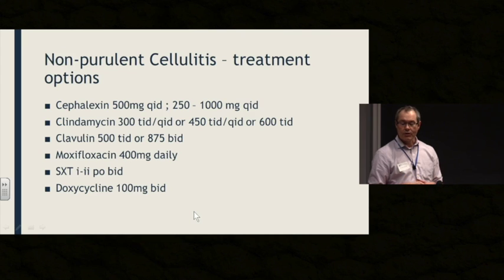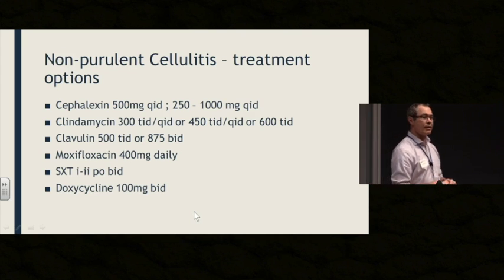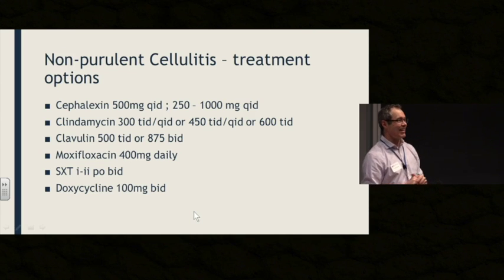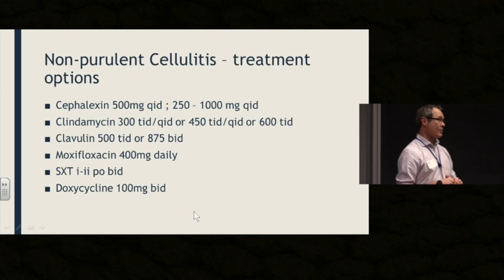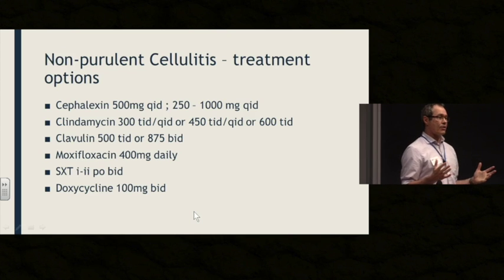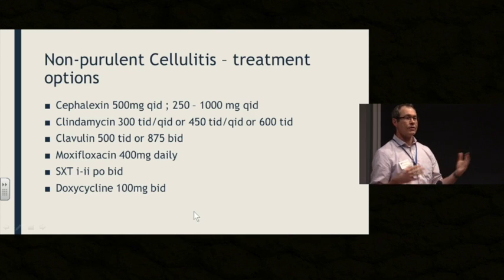Rarely you might dose reduce down to 250 QID with significant renal dysfunction in a 90-year-old or something who weighs 102 pounds and that kind of thing. I often don't even dose reduce it. I do give 1,000 QID sometimes, and certainly in your big patient, a 300-pound person who has a pretty significant soft tissue infection.